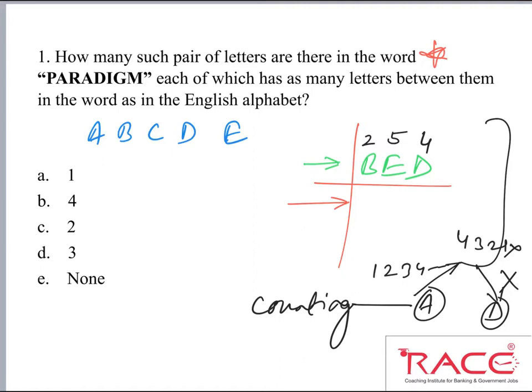For example, we will start from B. So what is the value? 2. After 2 what should come? 3. But there is no 3. What we have? We have 5. So there is no match. And after 3 what should come? 4. So there is a match. So this is our first pair. What is the pair? B and D. So first letter is done.